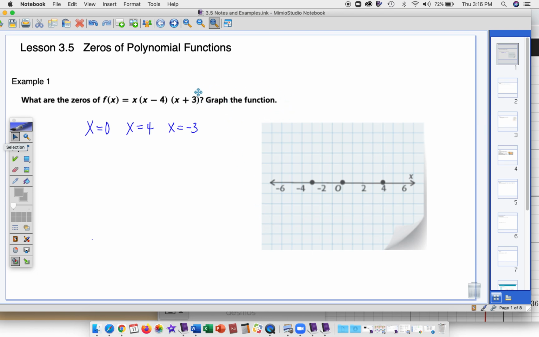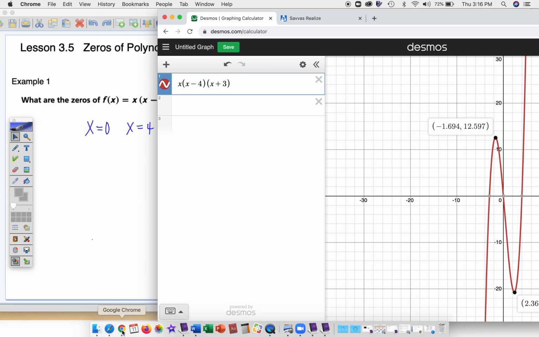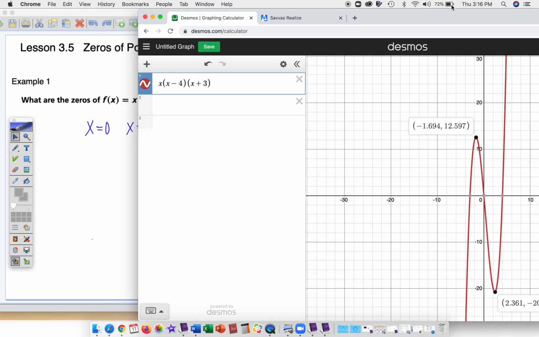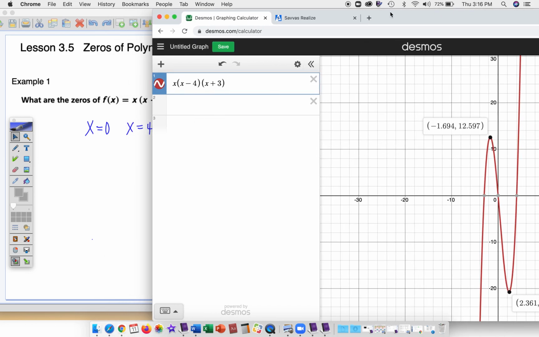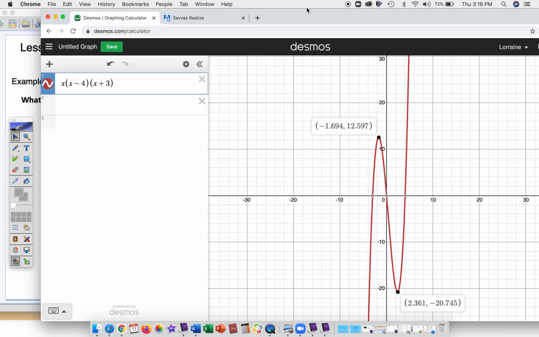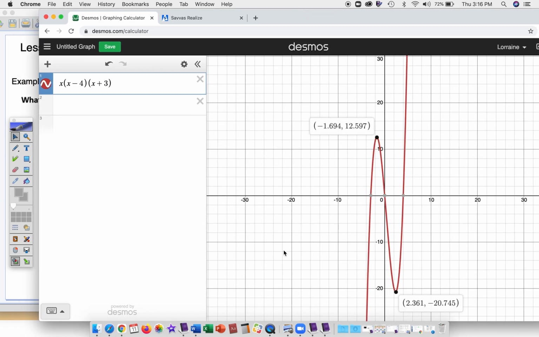And now we're asked to graph the function. So what we're going to do is either use graphing calculators or Desmos, whatever you're comfortable with. I already entered this function in the factored form into Desmos. And here's the sketch of the graph. So remember, the nice thing about Desmos is you can click on a point and get those coordinates. So what we're interested in is where are the turning points, right? So I have a turning point here at negative 1.7 and about 12.5.